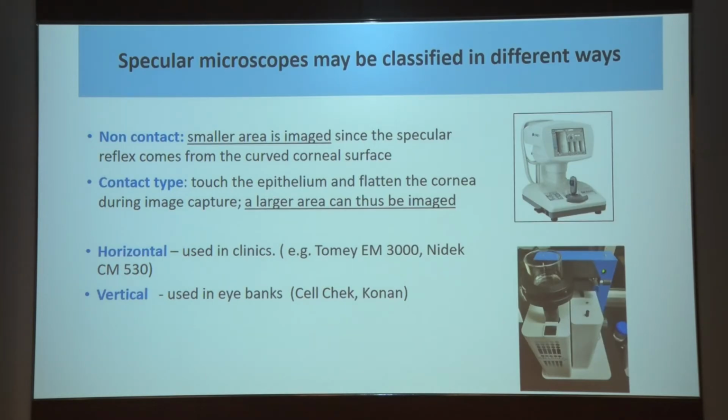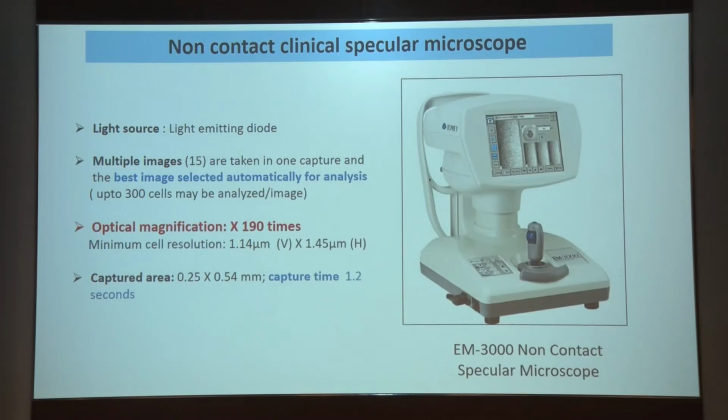Now, just to give an idea, specular microscopes can be classified in different ways. Mostly what we have in our clinics are the non-contact specular microscopes, which, because the cornea is curved, cover a smaller area, or you can have the contact ones as well. And then you can have the horizontal specular microscopes. For example, this is a clinical specular microscope, and this is a specular microscope used in the eye bank, where you have to evaluate the corneoscleral rims.